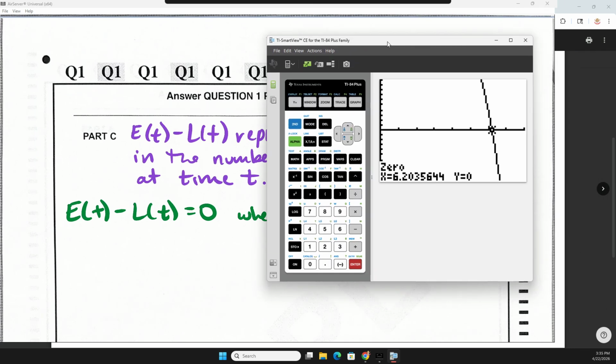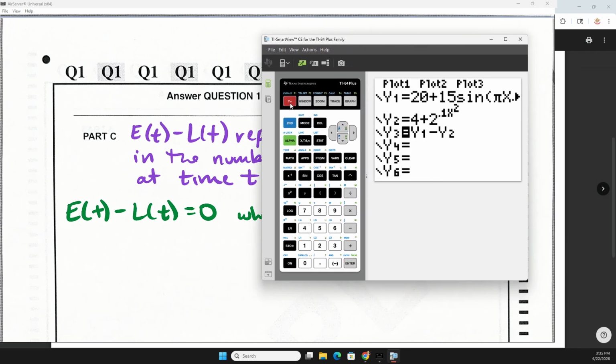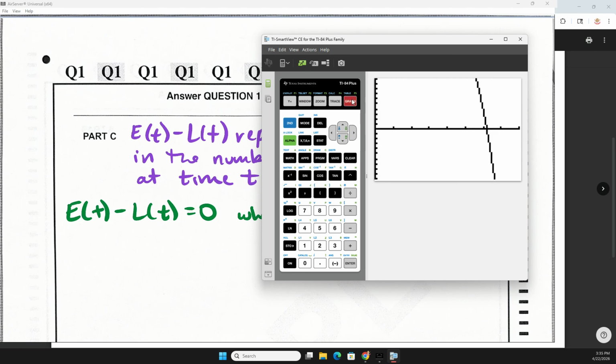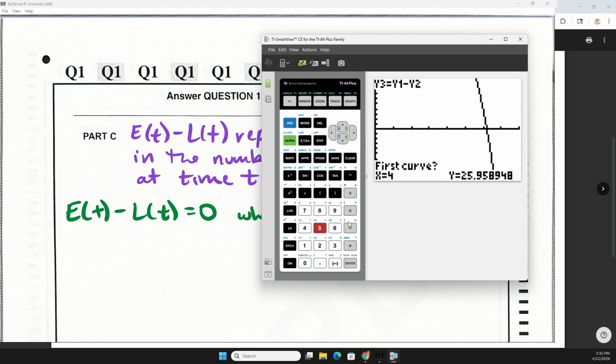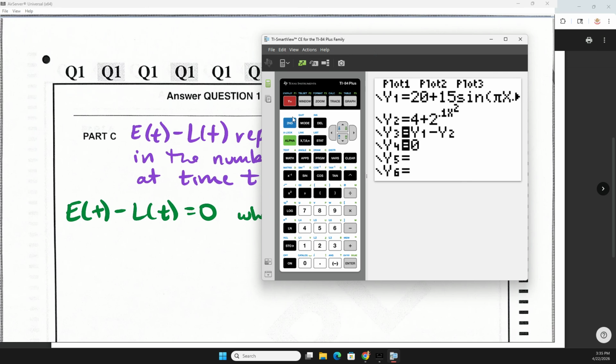Now, a quicker way to do that, which I would probably do, but I have so many equations right here, you can just make y4 be 0, and then we want to find the intersection. And so we just hit enter on the first curve, enter on the second curve, and then enter again. So it's a little easier to do it that way. So you can either calculate a 0 or make y4 0 and calculate the intersection.